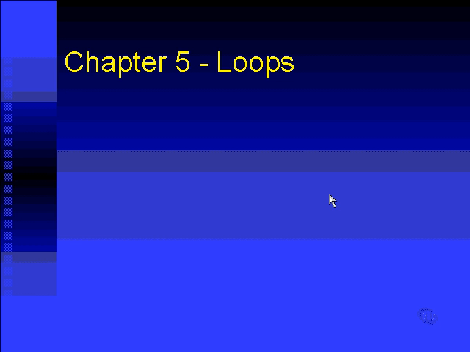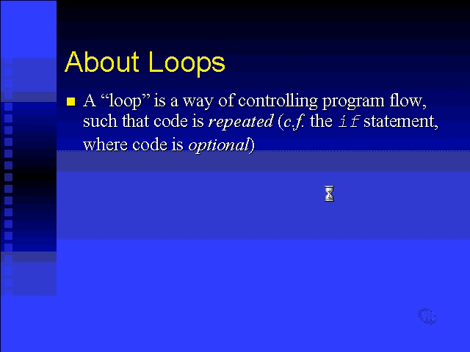Now that we have a good understanding of Boolean expressions and relational operators, we can look at another aspect of C control flow, namely loops. Firstly, it's good to define what a loop actually is. This is for people who have never programmed before. A loop is a way of controlling program flow.